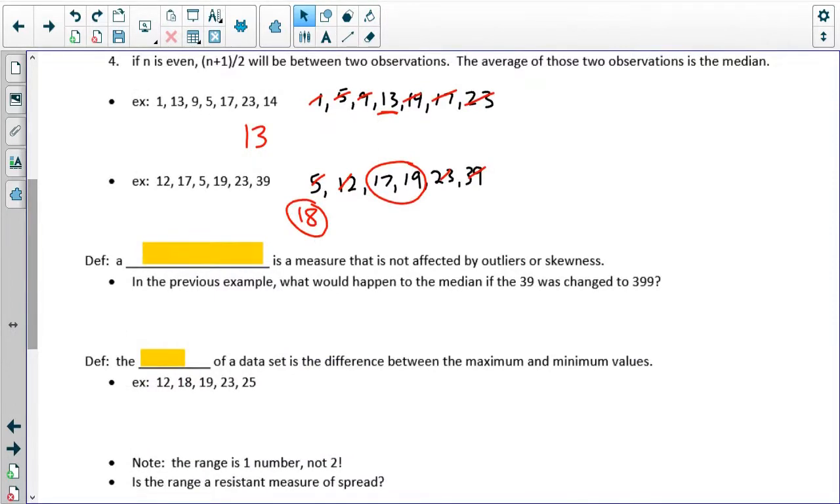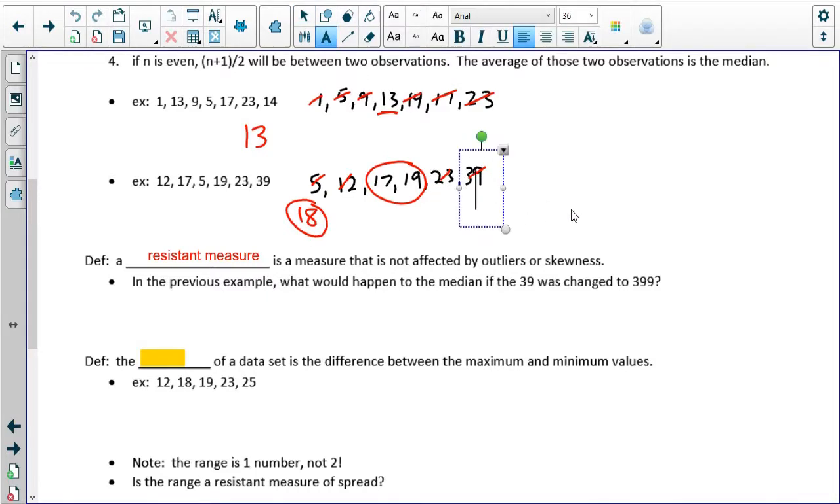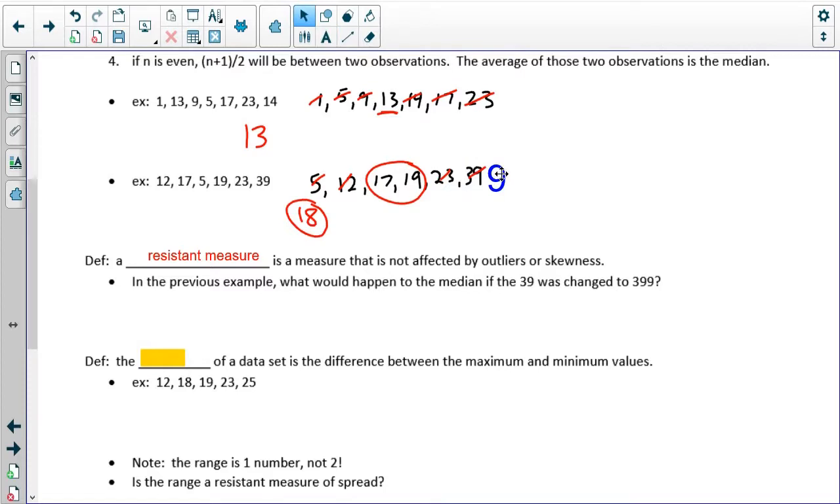Now let's talk about resistant measures. Resistant measures are measures that are not affected by outliers or skewness. So if I changed 39 to 399, so let's add a 9. That's going to be a big 9, but let's make it 399. If I have 399, I still cancel things off in the exact same order, and I end up with 18.